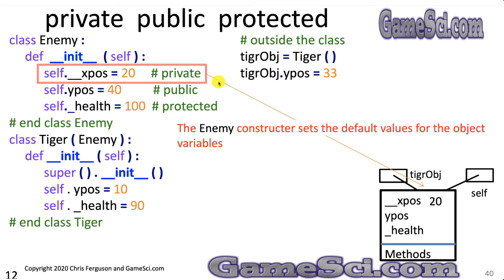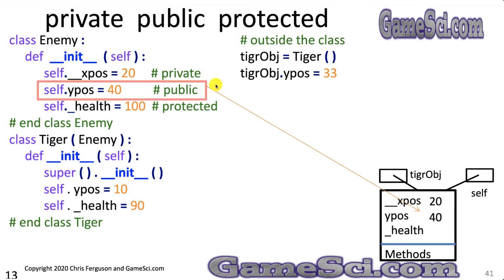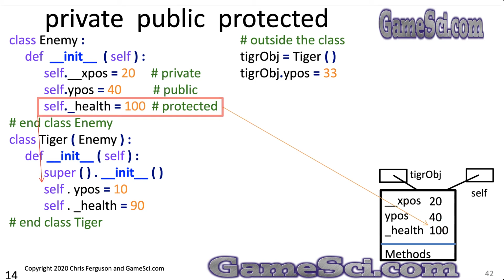self._xpos equals 20. The Enemy constructor sets the default values for the object variables, and a 20 appears in the object itself. Self.ypos equals 40. The 40 gets assigned to my object variable. That's what init does. It initializes the variable. Self._health equals 100, and follow the arrow. You can see 100 appears in my object. Remember, Tiger did not create these variables. Why not have the parent class initialize the variables for you, and Tiger will inherit those values?